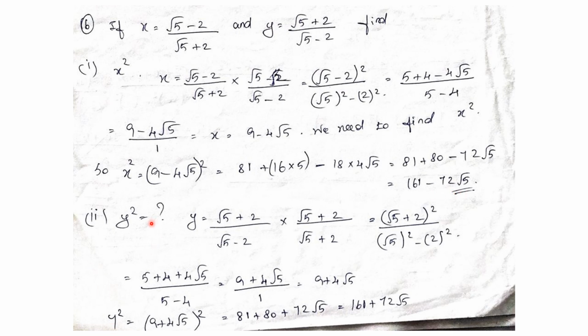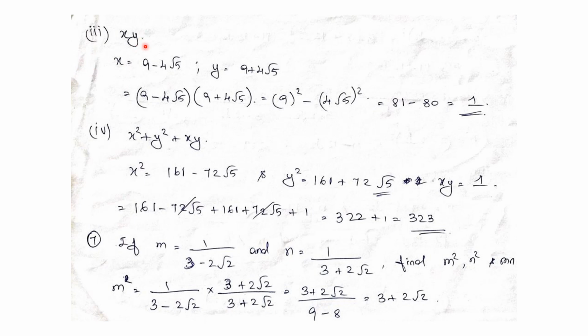Okay, then in the same way we need to find out y squared. First we should rationalize and then we'll get the answer 9 plus 4 root 5. Then we need to square that one because they asked y squared. So 9 plus 4 root 5 the whole square. It is in the form of a plus b the whole square, which equals a squared plus b squared plus 2ab.